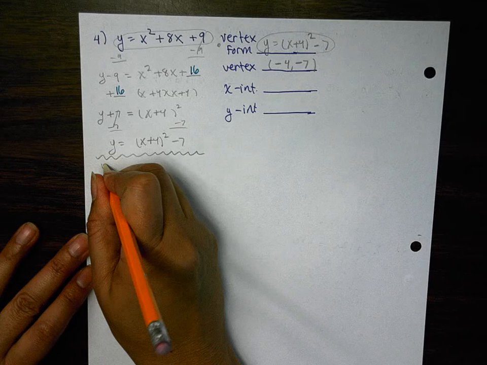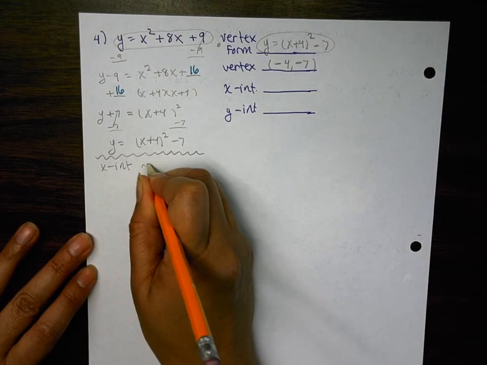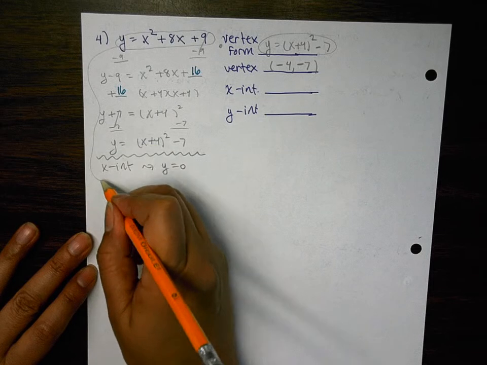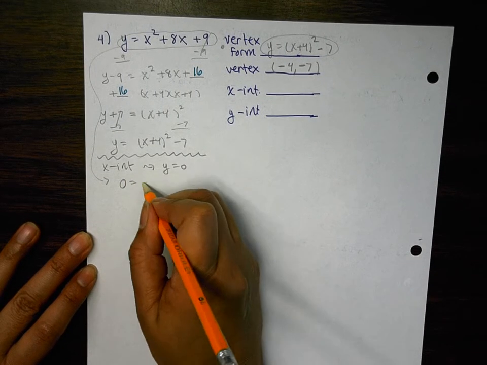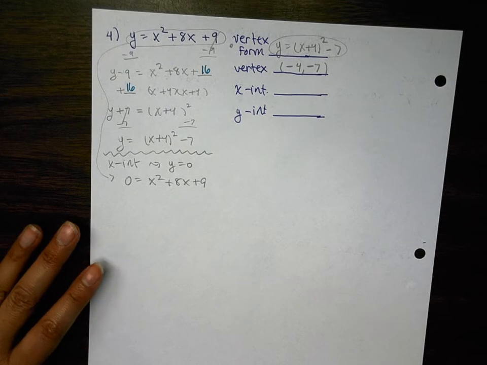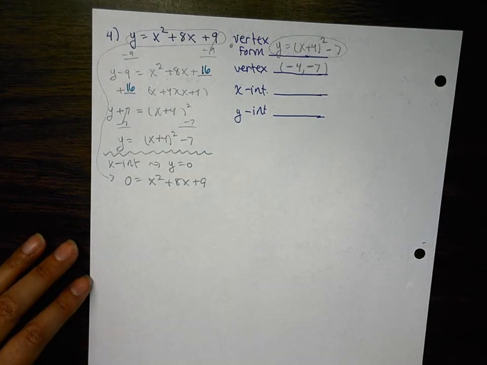I need everybody paying attention so you don't make this mistake on the test. X-intercept, we plug in 0 for y. So if I were to use the original, 0 equals x squared plus 8x plus 9, I would try to factor. Does it factor? No.